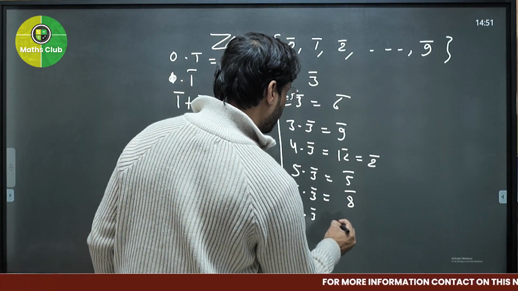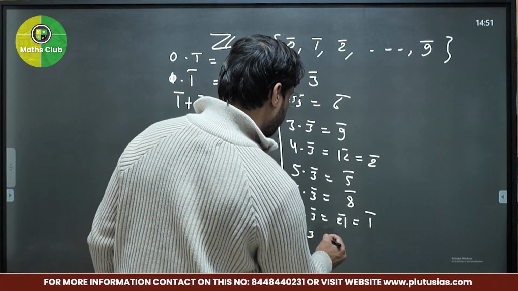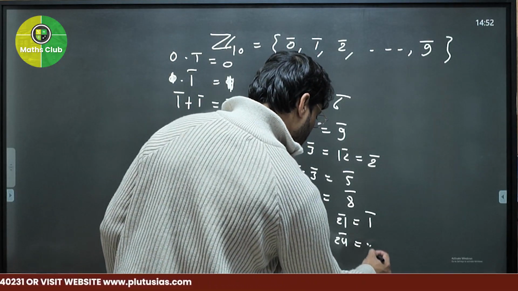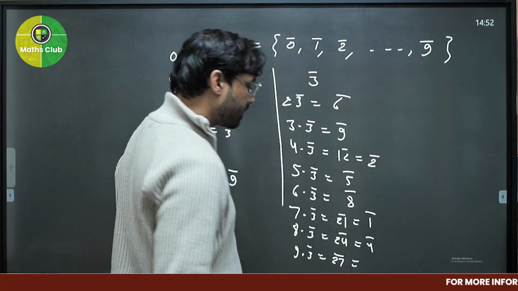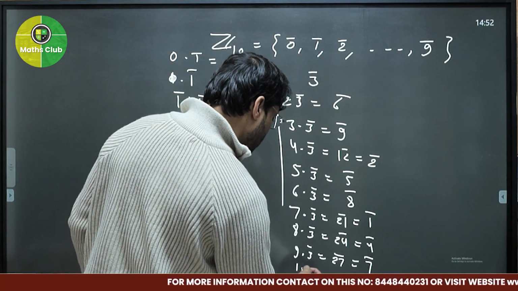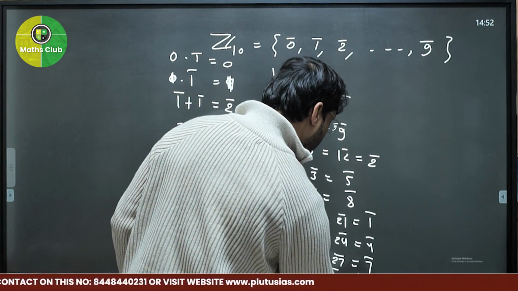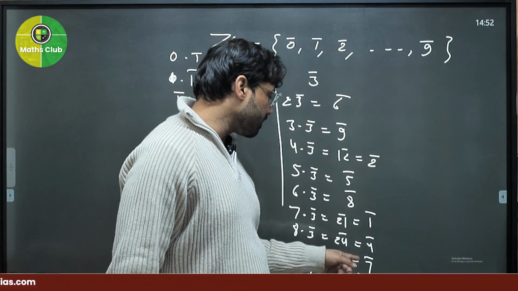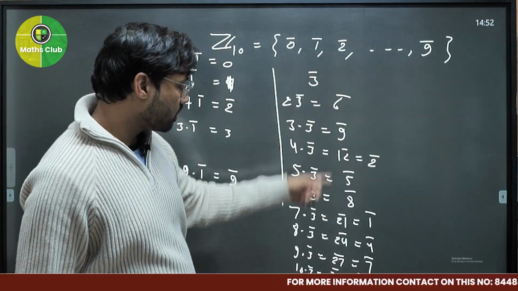7 times 3 is 21, and 21 modulo 10 is 1 bar. 8 times 3 is 24, modulo 10 that is 4. 9 times 3 is 27, and 27 modulo 10 is 7. And 10 times 3 equals 30, and 30 modulo 10 is 0 bar. Then we can clearly see that by using 3 we can write every element, 1, 2 bar, 3 bar, 4, 5, 6 and 7, all the elements of this group.